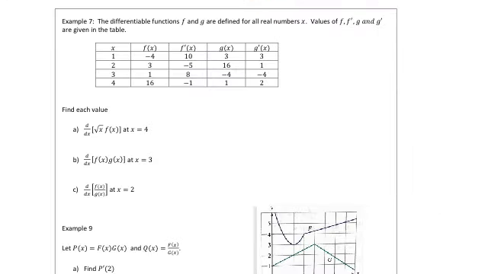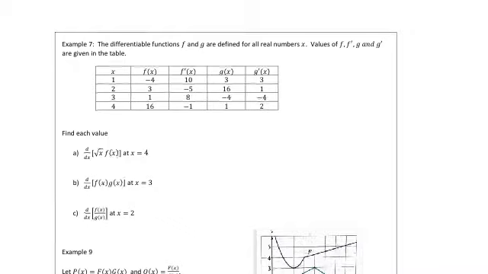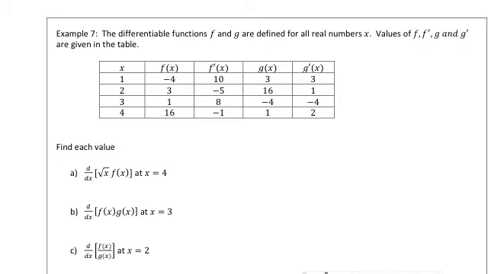Okay, the last two problems are applying the quotient rule to tables and graphs. So this first question 7 here says the differentiable functions f and g are defined for all real numbers x. Values of f, f prime, g, and g prime are given in the table. So tables, make sure you know how to read them. These are your x values, and then you're given f of x, f prime of x. Please don't make any assumptions about anything else with these functions. All you know is these x values and their function and derivative values.